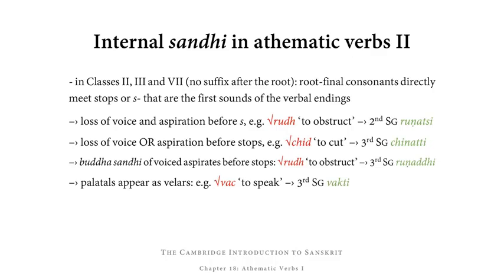Then if we have a sound that is both voiced and aspirated standing before a stop, what happens is that we get Buddha Sandhi, which was introduced in chapter 8. So for example of rud, again to obstruct, we have a third singular runad-dhi. So here we have not just the N becoming retroflected to N, but also the voiced aspirate losing its aspiration. So from D we get D. And also passing on both voice and aspiration to the T that follows. So instead of an ending T, we have an ending Dhi. And so the form as a whole is runad-dhi.